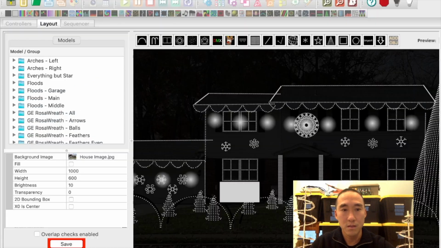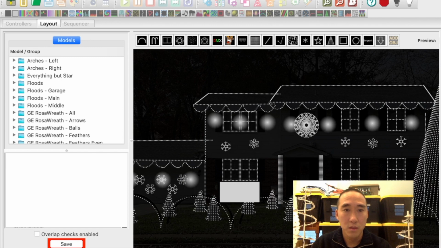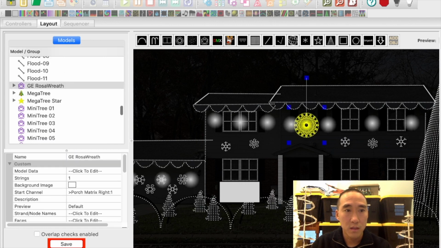And in xLights, here's the layout of my home. If you want to drop in the Rosa Wreath prop, all I did was hit the down arrow, dragged an area, go to Gilbert Engineering, find your wreaths, pick your Rosa Wreath, and then click Insert Model, and it will drop it in. Here I've highlighted the Rosa Wreath, and you can see that it comes with a bunch of submodels already.